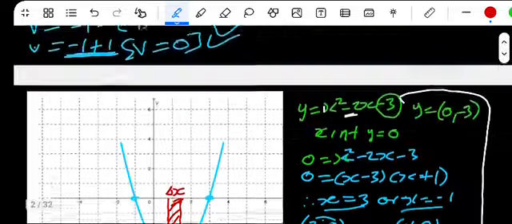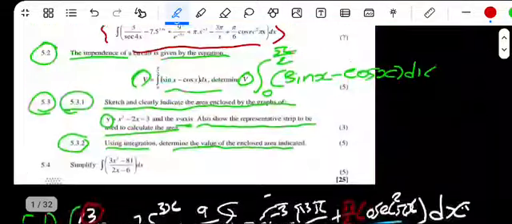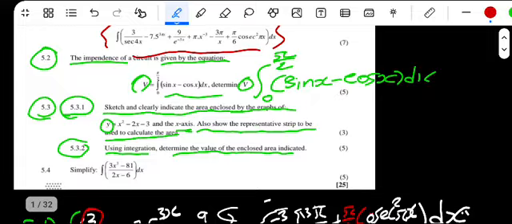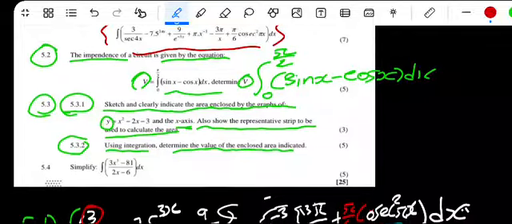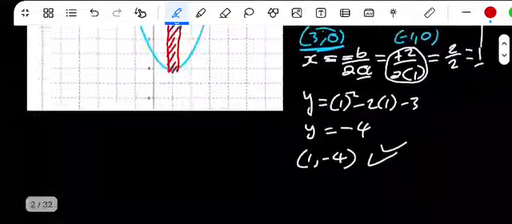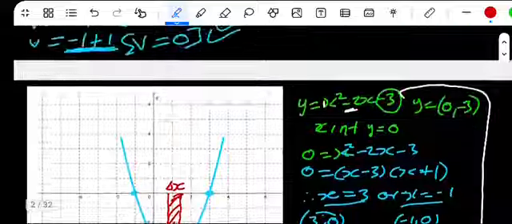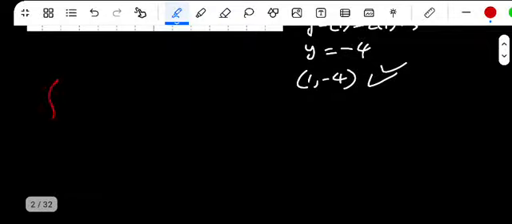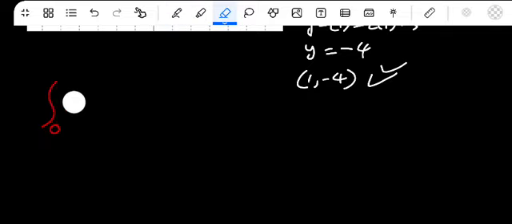Now after showing this represented strip, we should calculate the area using calculus, that is integration. So we take the same graph and integrate that y. We'll have the integral there. The lower limit will be the x-intercept, and at the upper boundary, what do we say?